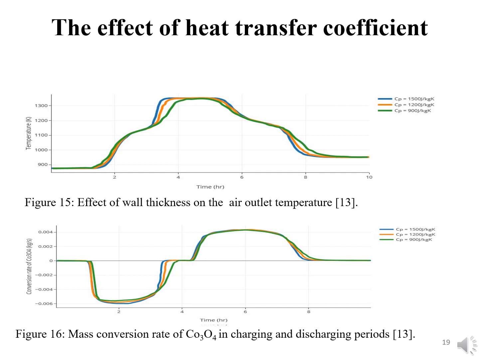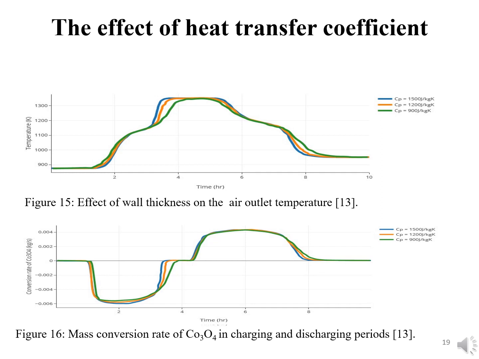Moving further ahead, the next slide is about the effect of heat transfer coefficient. Another consideration about the heat storage system is the volume. It is better to have a higher heat transfer coefficient to make the storage volume smaller. Figure 1 demonstrates the outlet air temperature with a different heat transfer coefficient and conversion rate of cobalt oxide.